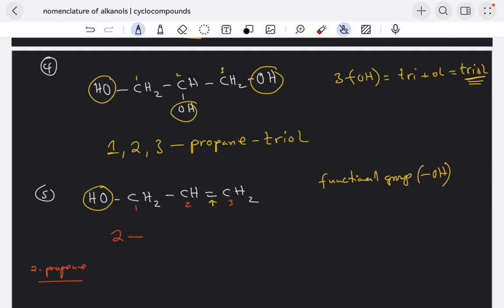So what we write here now becomes propene without putting the E. Then we recognize the presence of the alcohol. So we say at position 1, then OL. So this is how we're going to call this particular compound.